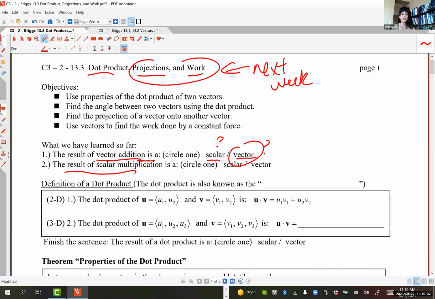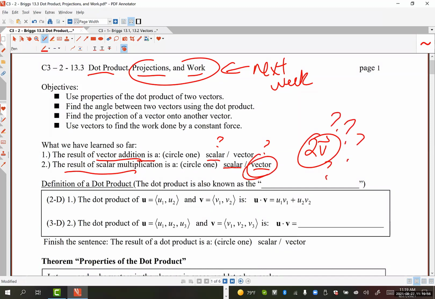When you multiply a vector with a pure real number like 2, do you get a result that is a scalar or a vector? So like 2v, is that result a scalar or a vector? A vector. Vector, right? So both of these answers right now are vectors. Okay, we're done with the review.